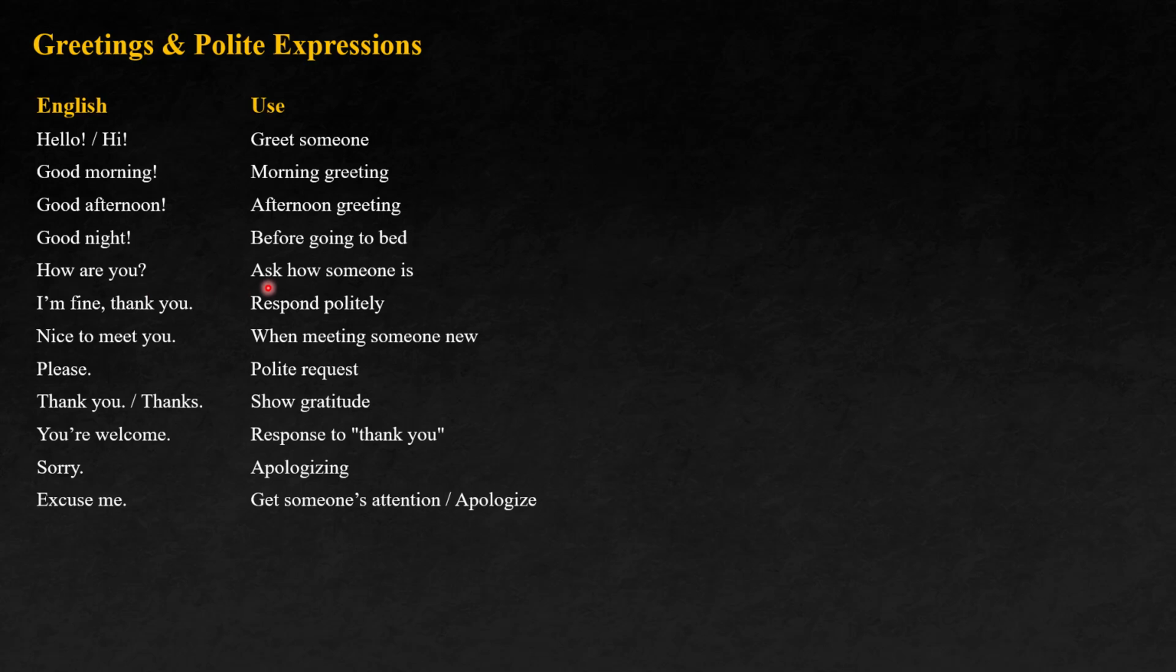Next, ask how someone is. How are you? Try to use it. Hey, hi, how are you? That's fine. One more addition: respond politely. Yes, I'm fine. Thank you. Correct. When meeting someone, we can say, nice to meet you. Then for a polite request, you can say please. Please, give it to me. Please sit down.